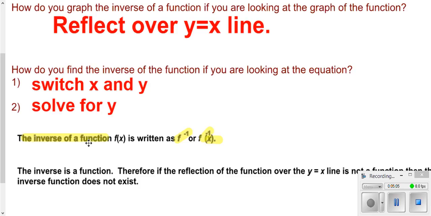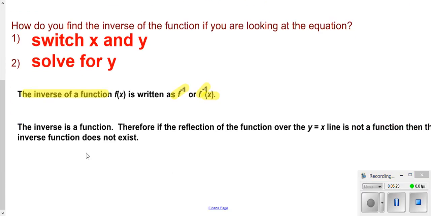Now, if your inverse function for f of x is written, it's either f with a little -1 exponent, or f with a little -1 exponent and then of x. The -1 does not go after the x, the -1 goes after the f. So inverses exist of functions if they are one-to-one, meaning they have to pass the vertical and horizontal line tests to have an inverse function.